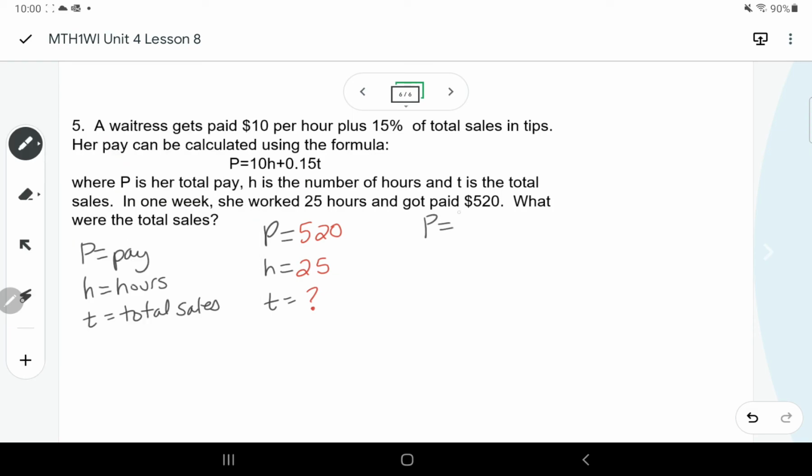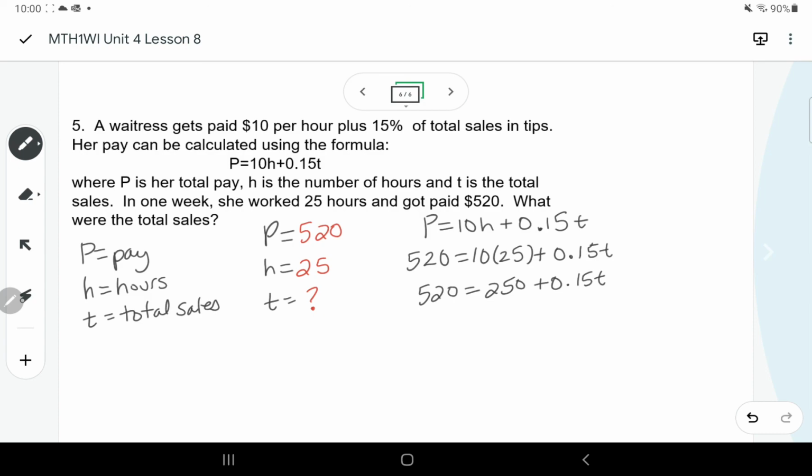So here I'm going to have P equals 10H plus 0.15T. So my pay, my total is 520, not 525, equals 10 times the number of hours plus 0.15 times T for your total sales. So now I'm just going to use BEDMAS, use opposite operations. I'm going to simplify here. 10 times 25 is 250 plus 0.15T.